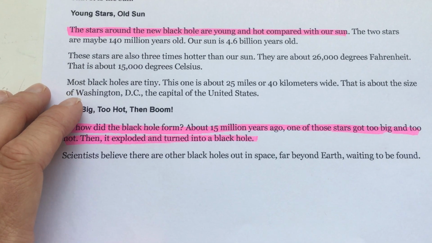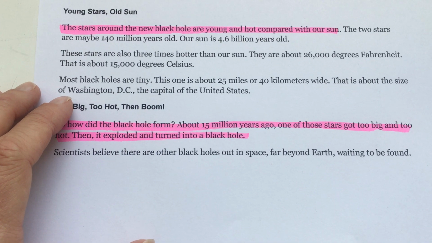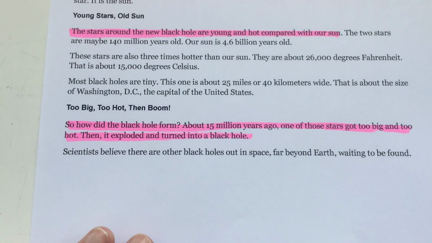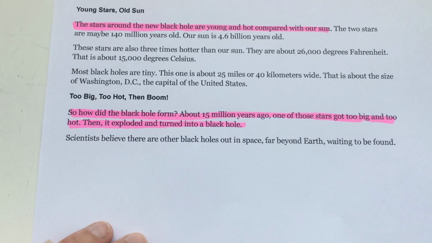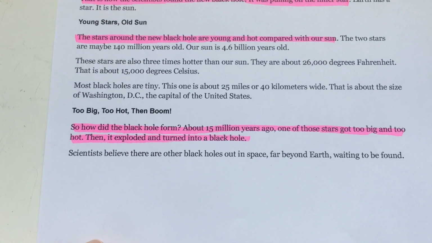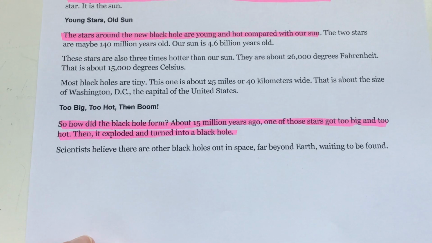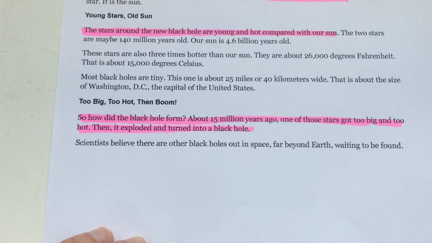Young stars, old sun. The stars around the new black hole are young and hot compared with our sun. The two stars are maybe 140 million years old. Our sun is 4.6 billion years old. These stars are also 3 times hotter than our sun. They are about 26,000 degrees Fahrenheit. That is about 15,000 degrees Celsius.